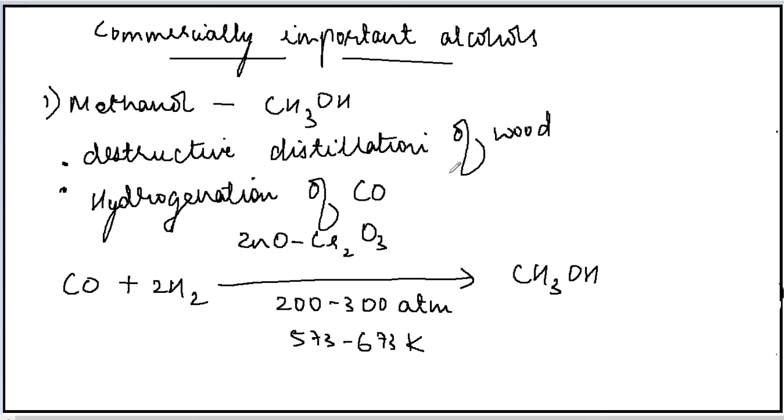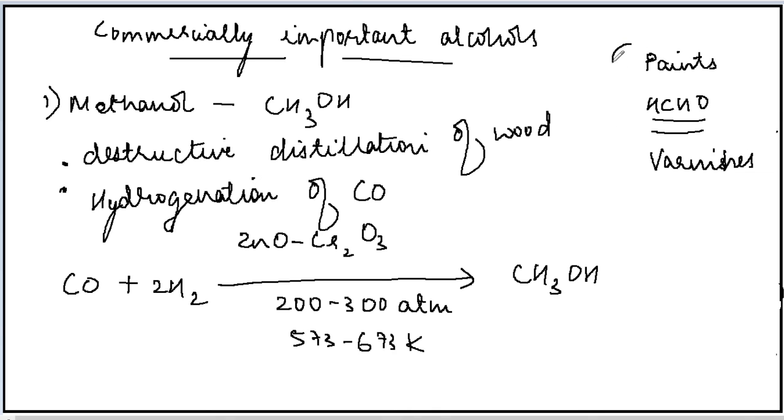So earlier destructive distillation of wood was the method used, but today it is prepared using catalytic hydrogenation of carbon monoxide. Catalytic because a catalyst is being used. Now this methanol is used for various purposes. Methanol is used as a solvent in paints. It is used for making formaldehyde, HCHO. It is also used for making varnishes, as a solvent in varnishes.